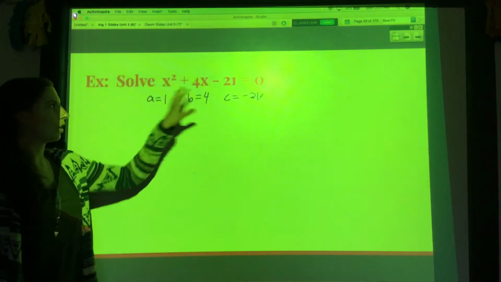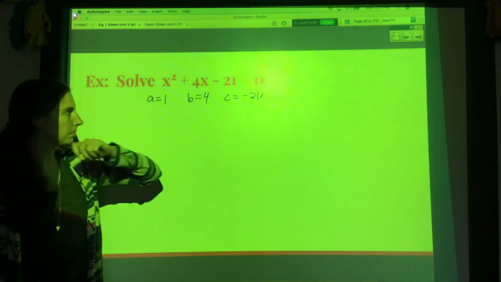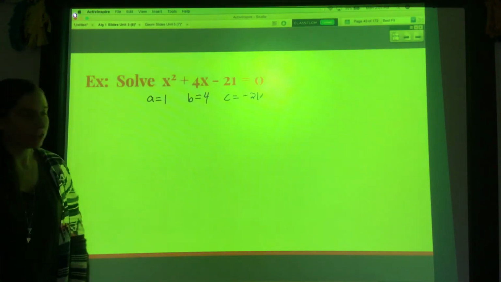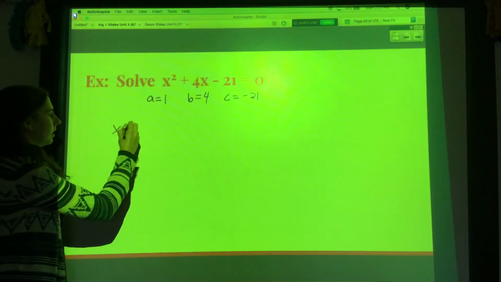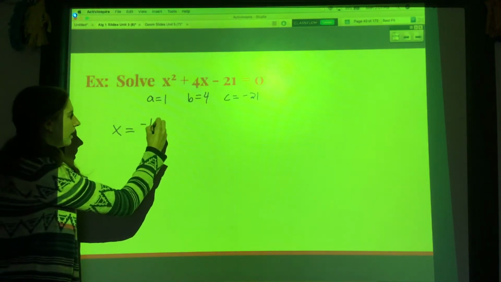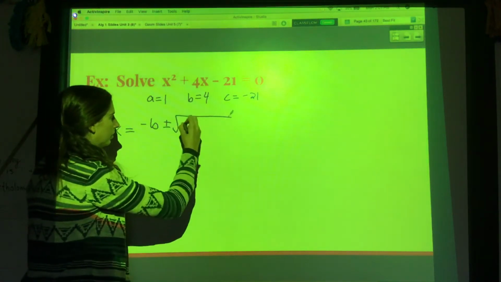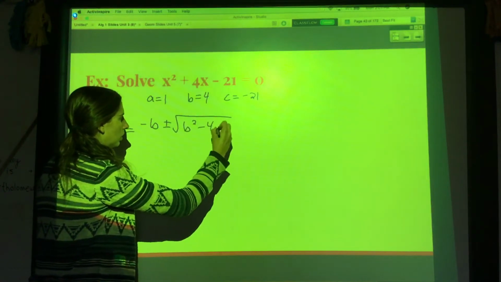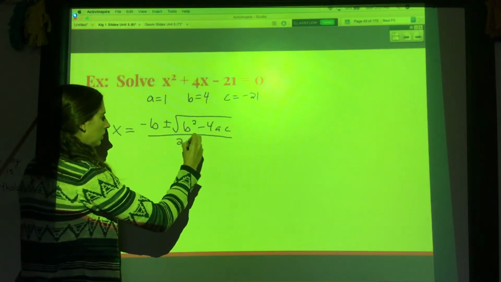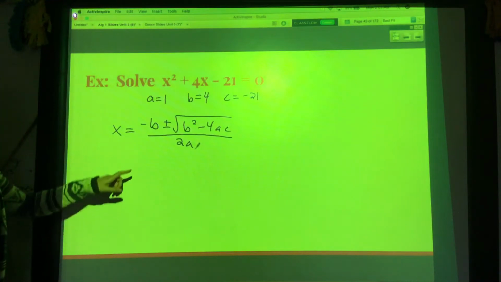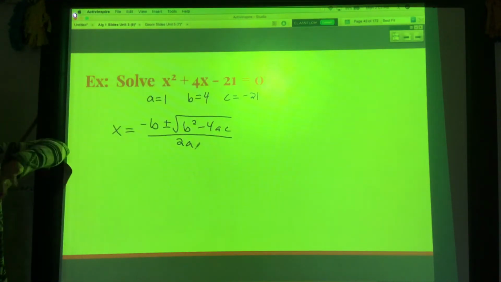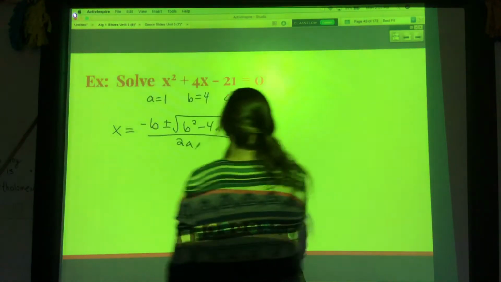They need to be in order for it to be like A, B, C. All right, then I'll just fill them into the formula. X equals negative B plus or minus the square root of B squared minus 4AC over 2A. Okay, there we go. Again, just go step by step, filling stuff in.